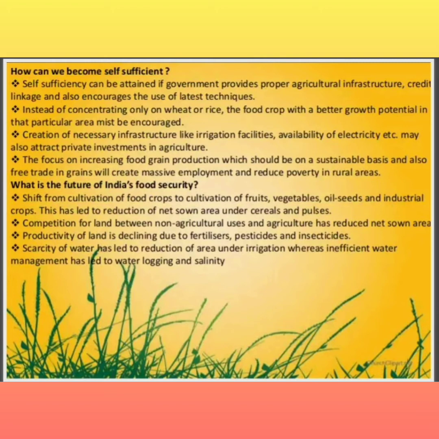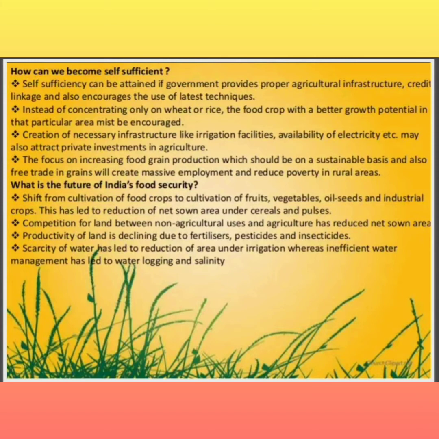Now, creation of necessary infrastructure is very important for the better growth of the crops. For example, an irrigation facility should be there, and availability of electricity should be there. This may actually attract private investment in agriculture also. Basically, the focus should be on increasing food grain production on a sustainable basis, and there should also be availability of free trade in grains, which will create massive employment opportunities and reduce poverty in rural areas.